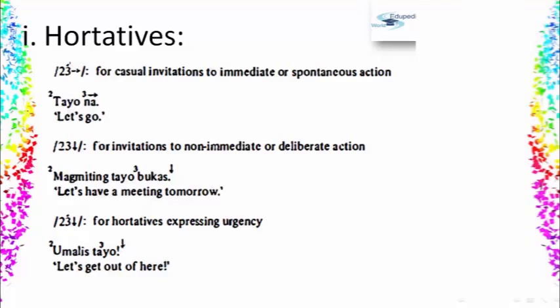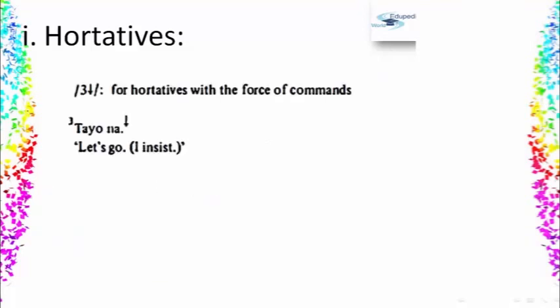Next, we have 2, 3 down still for hortatives expressing urgency. For example, umalis tayo. Umalis tayo. Let's get out of here. Next, we have 3 down for hortatives still. With this case, with the force of commands. Tayo na. Tayo na. Let's go. I insist.